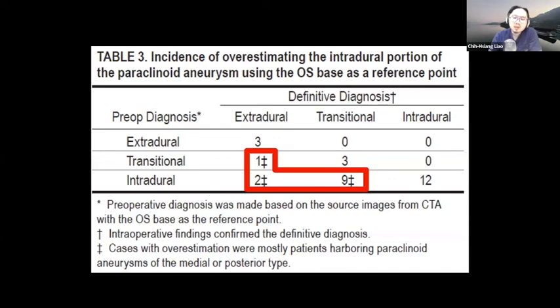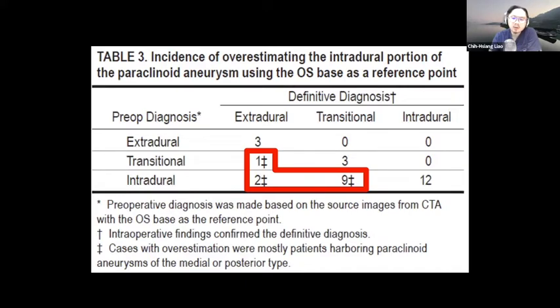So it means that the dural ring is closer; the height, the position, is closer to the base of the optic strut. But the incidence has been observed of overestimating the intradural portion of the paraclinoid when using the optic strut base as a reference point. You can see that in these three, these are overestimating the intradural portion. On the upper row, this is the definitive diagnosis, extradural, transitional, intradural, and below is the pre-op diagnosis using the base of the optic strut. So the optic strut has the tendency to overestimate the intradural portion.